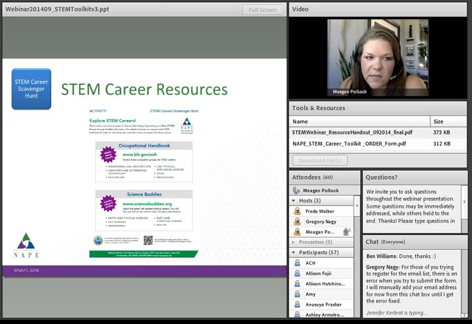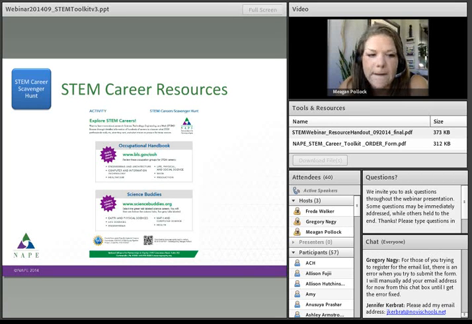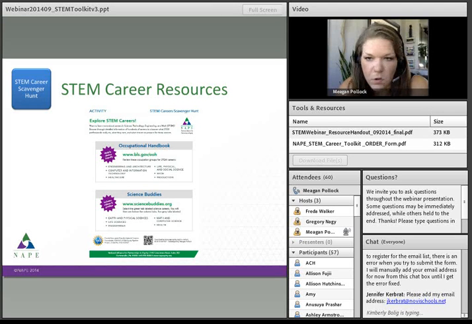The next activity that's in the toolkit is called Exploring STEM Careers. There are 3 worksheets that are a part of it, not including the lesson plan that we have for you to incorporate this with your students. The first worksheet is just resources. I'm sure many of you have heard of the Bureau of Labor Statistics.gov/OOH. That's the Occupational Outlook Handbook.